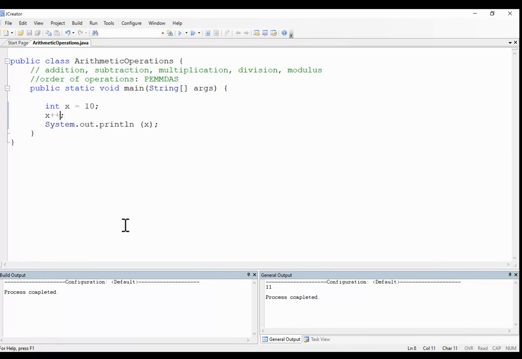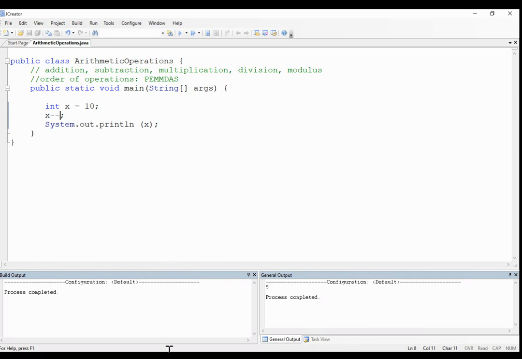The same thing for decrementing. You put minus minus. That means you are decrementing the value of x by 1. That means basically subtracting 1 from the value of x. So you're going to get 9. Okay. So this is like a shortcut. Now what about if you want to add 2?